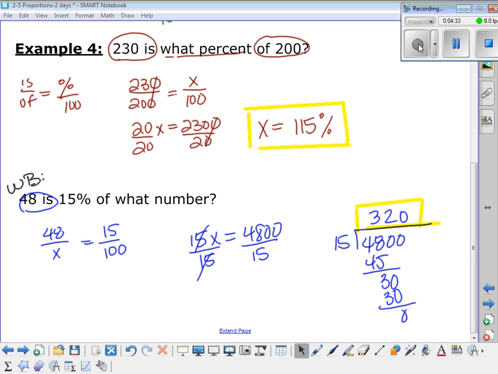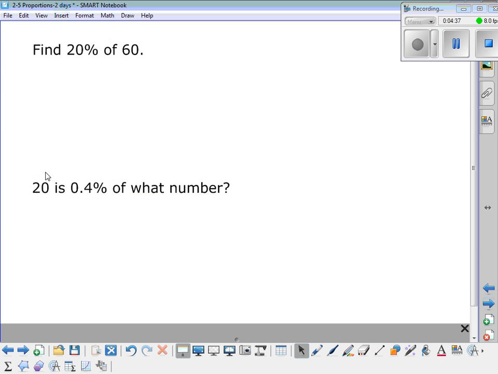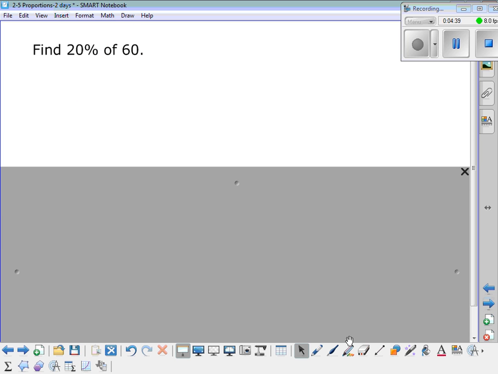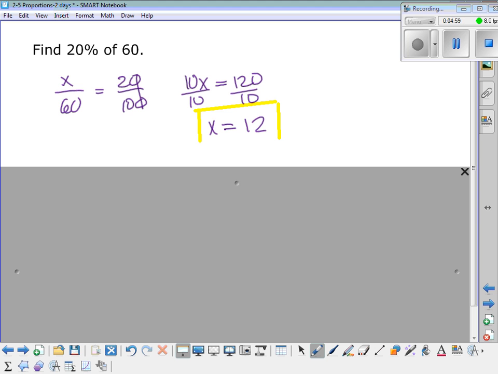Okay. All right. Oh, I didn't clear the page. Okay. Why don't you guys try that one on your whiteboards? Again, if you want to set it up first and show it to me, you can do that to make sure you're doing it right first. Okay, so it looks like most of you got x equals 12. Very good.